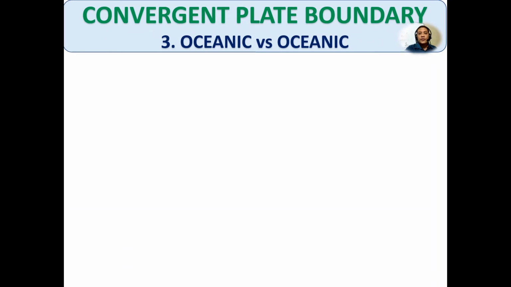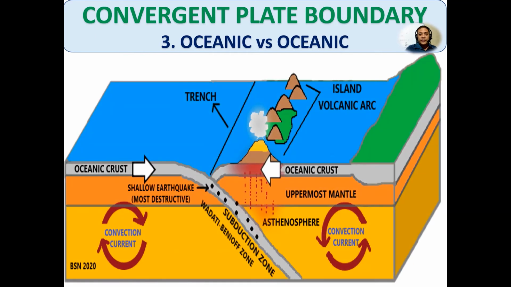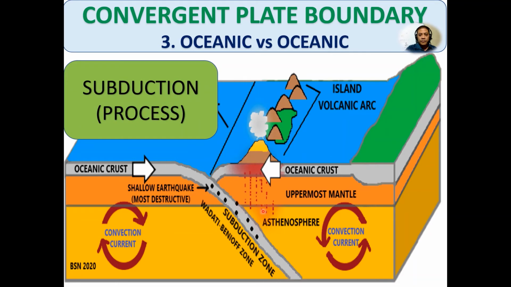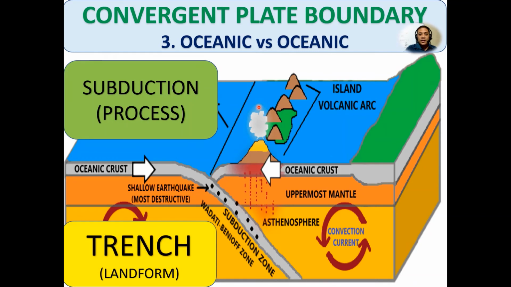The third type of convergent boundary is the meeting of two oceanic plates. The older oceanic crust will be at the subduction zone. Due to the subduction process, trench and volcanic arcs are its geological features or landforms.